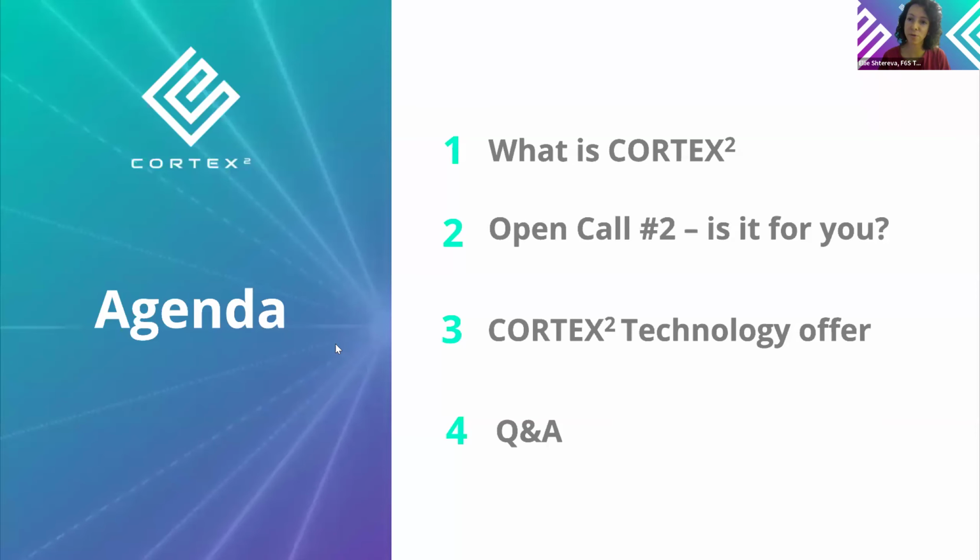What we have prepared for you as part of our agenda, first we're going to introduce to you the CORTEX2 project and what we are developing as part of it. Then we're going to move to the Open Call 2 offer, so everything you need to know in terms of requirements, who we are looking for, and for you to assess whether this opportunity is actually for you. At the end, we're going to move to the technology offer, where we're going to introduce you to the CORTEX2 architecture and what is available for you to be co-developing with us. And at the end, we're going to move to the Q&A session.